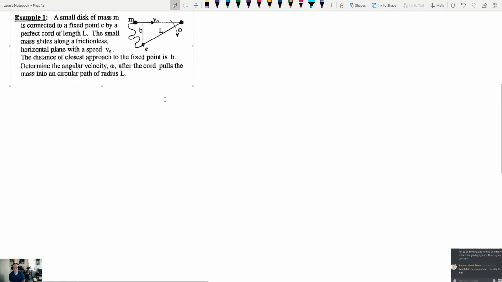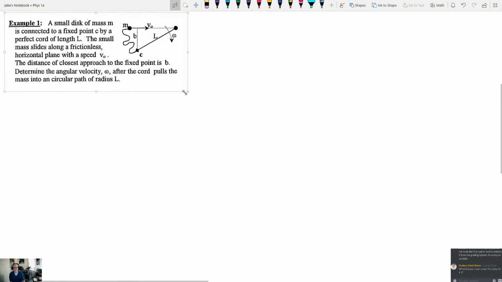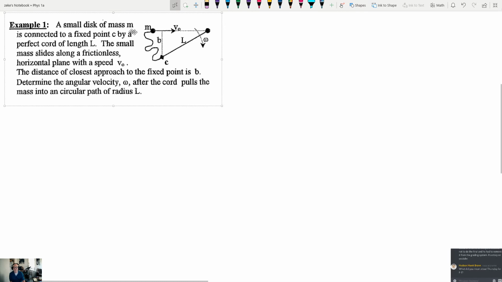Okay, so here's an example of a problem we can handle with this. We have a small disk of mass m. It's connected to a fixed point C by a perfect chord of length L. Perfect chord means that it doesn't stretch. The small mass slides along a frictionless horizontal plane. So this whole thing is on a horizontal plane.